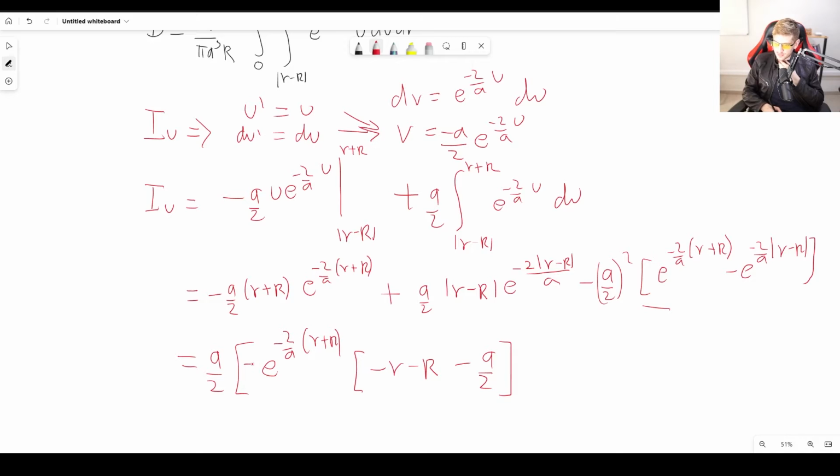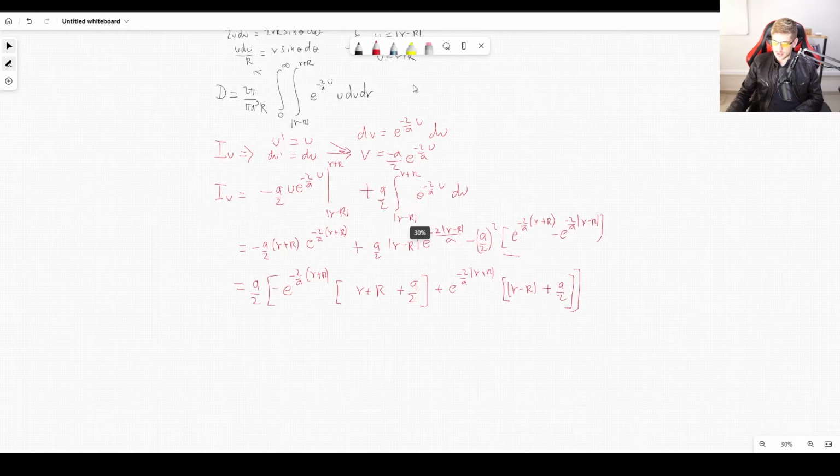So just like before, we can factor out the minus sign. So all of this is now positive. And then we have everything with e to the minus 2 over a, absolute value of r plus big R. And then we get, let's see, this part, which is r minus big R, and minus minus, so it will be positive, a over 2. Okay, great. So this is the result of the first integral, at least of that part, right?